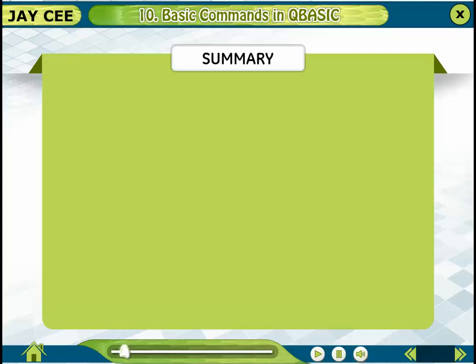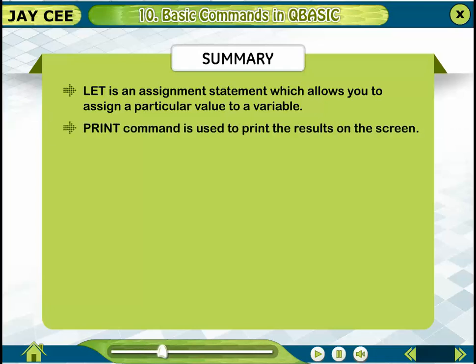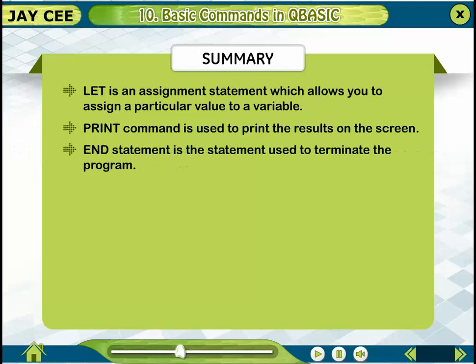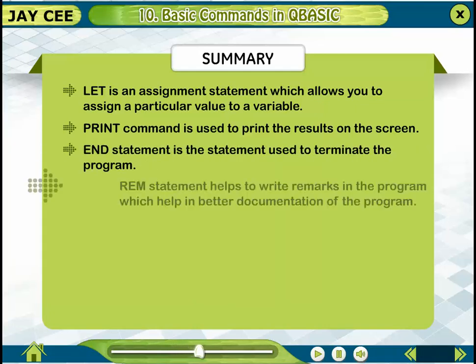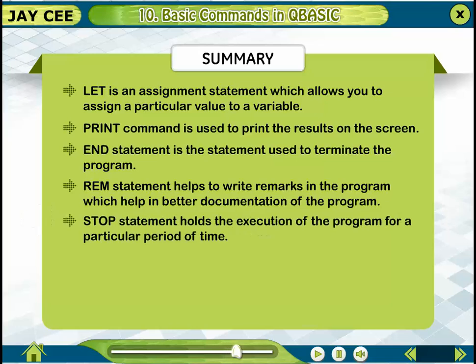Summary. LET is an assignment statement which allows you to assign a particular value to a variable. PRINT command is used to print the results on the screen. END statement is the statement used to terminate the program. REM statement helps to write remarks in the program which help in better documentation of the program. STOP statement holds the execution of the program for a particular period of time.